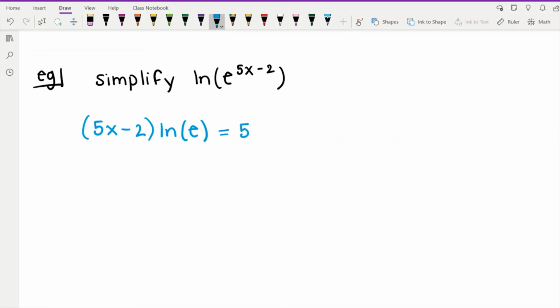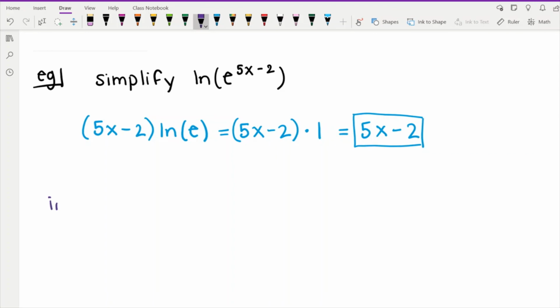So we have 5x minus 2 multiplied with 1. And so that is just equal to 5x minus 2. So something that will be useful to be able to recognize in general is that anytime you have an expression of the form ln of e to anything. So I'm just putting a star here because that star could be a super complicated algebraic expression. You know, in this example, we did 5x minus 2. It could be anything. It's always going to simplify to whatever that exponent is.